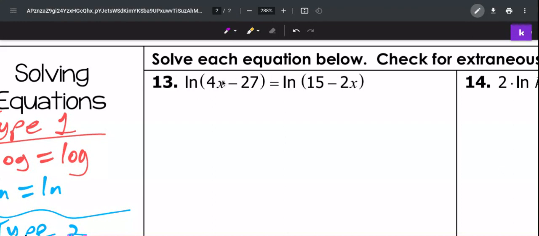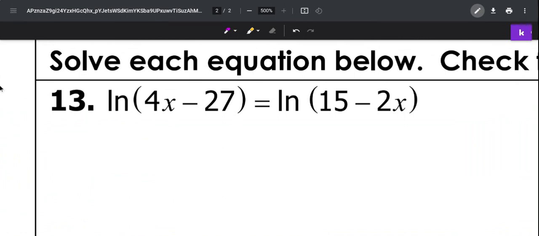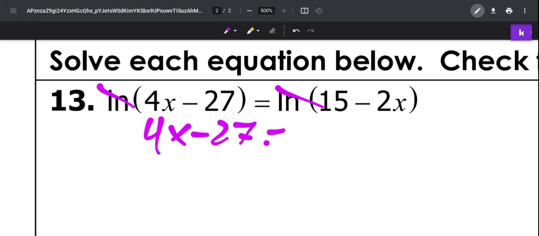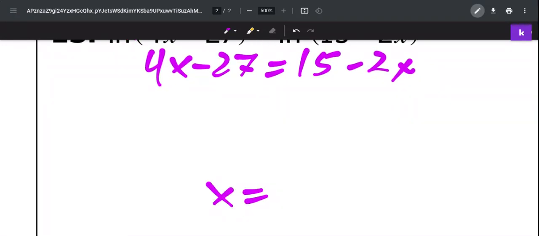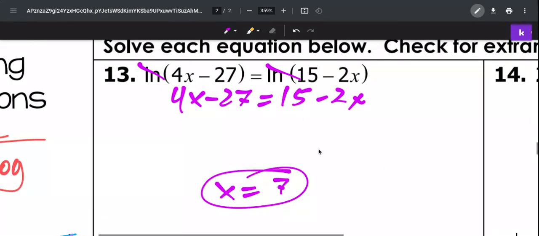Now, after we establish that, we have to try to condense anything. On the left side, there's no condensing. There's no multiplication. There's only one single logarithm, so we're good on that. On the right side, same thing. No multiplication, only one single logarithm. So what that allows us to do is cancel our logarithms. So then 4x minus 27 equals 15 minus 2x. And then let's just practice. You solve the rest of this, and you should end up with x equals 7. So I'll let you use that as some practice for reviewing your solving.